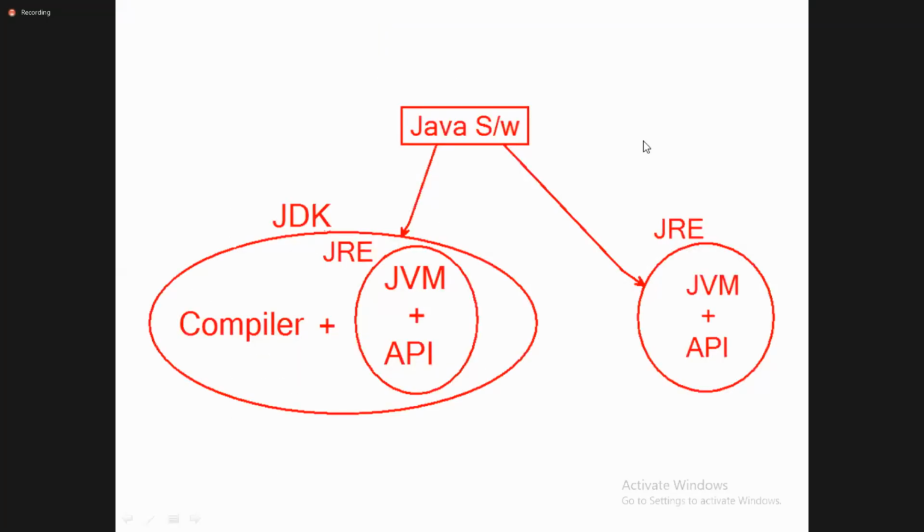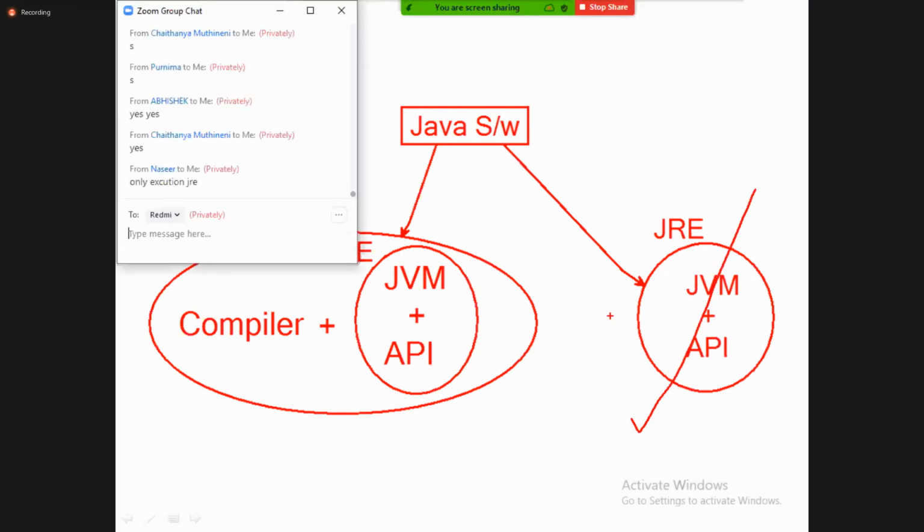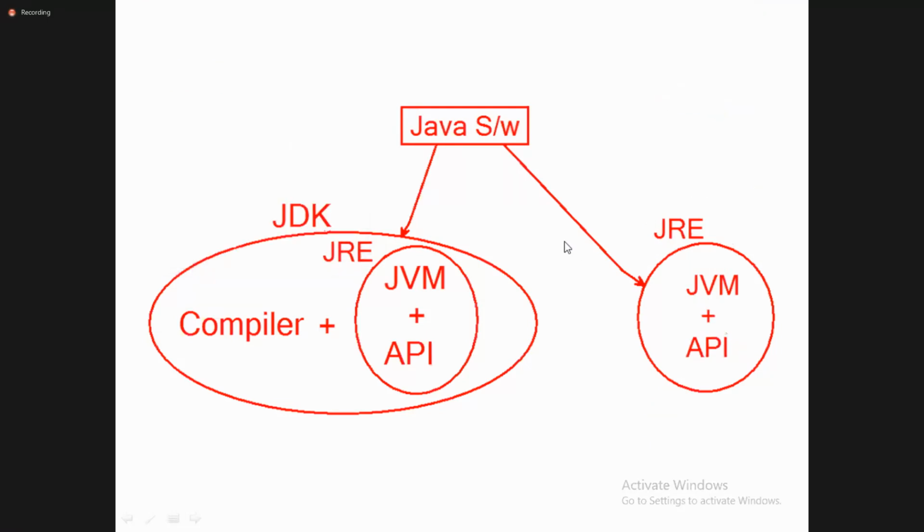Observe. From JDK 11 version onwards, we do not have separate JRE software. From JDK 11 version onwards, we have only one Java software, that is what? JDK. Either you are a developer or a customer or a tester, anybody, you have to install only JDK. The JRE story is removed. Only JDK is there. Remember this point. I will explain that story once again later.